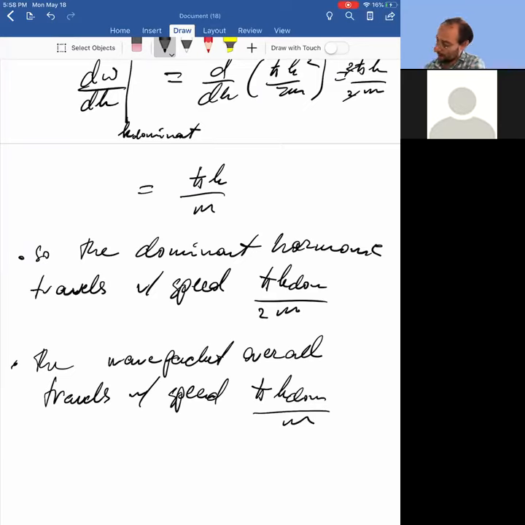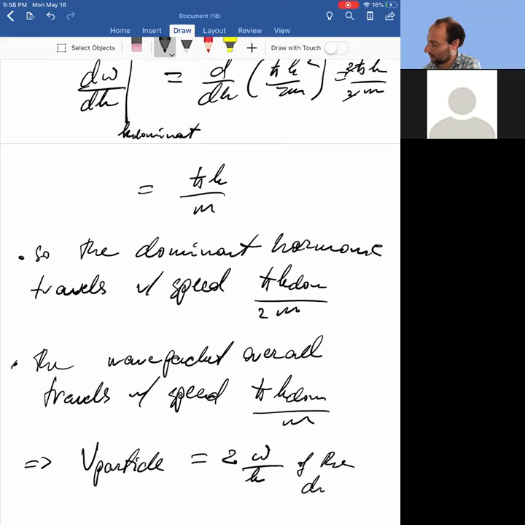So this is the speed of the particle. So v of the particle is not equal to omega over k, it equals 2 times omega over k of the dominant harmonic. Again, you can make the wave packet arbitrarily large. You can compensate for that by making a as small as you want, but finite, and that will normalize it.